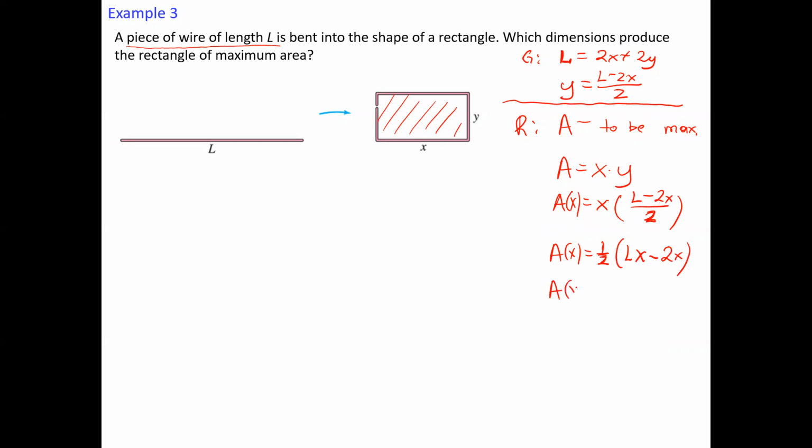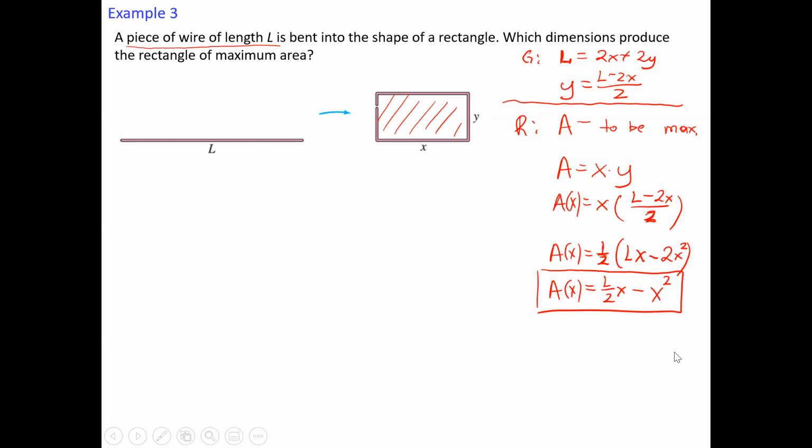Actually, let's multiply by that 1/2. 1/2 L. Yeah, I'm distributing that half because I saw 2x. L over 2 minus half times 2x is, oh, I lost something. X times, it's x squared. Okay, now the function looks better. X times L is Lx, x times 2x is 2x squared, okay? And I decided to multiply because 1/2 times 2 is 1, and I think it's a little bit easier.